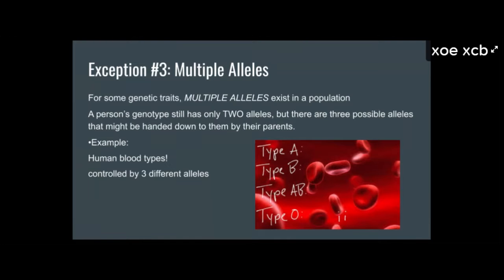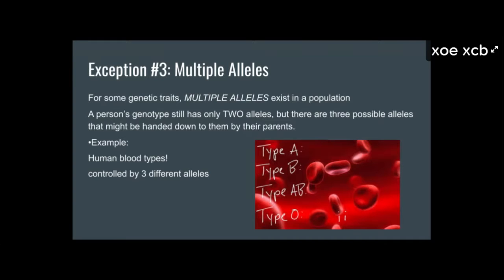So a person's genotype still only has 2 alleles, but there are 3 possible that may be handed down by their parents. Eye color is another one where you can have multiple alleles. It doesn't have to be just 3. Like eye color, there's a ton of alleles for eye color. Right, Ms. Murdoch? Yep. I was right.